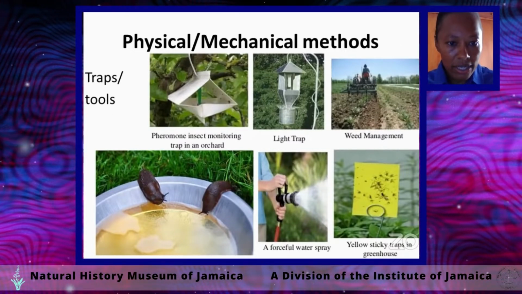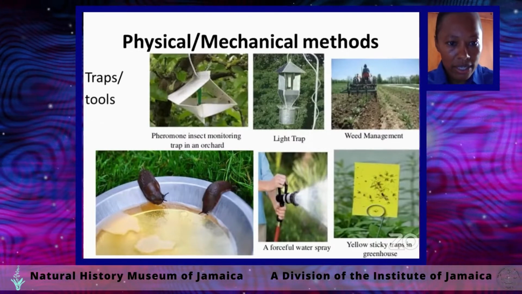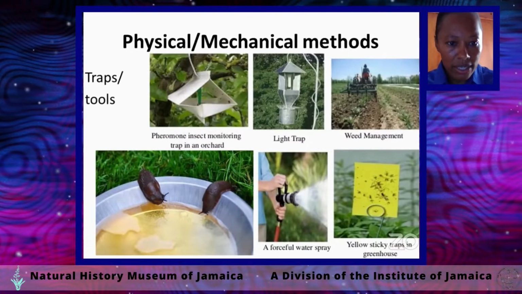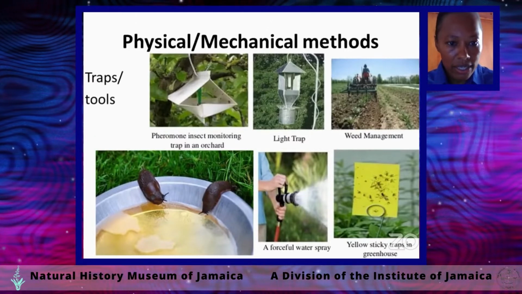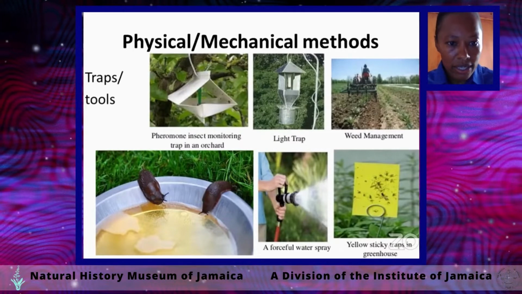And when they get there, they are trapped, as the name suggests. They're either stuck to a sticky surface or they are drowned in water. So that is how these traps work.